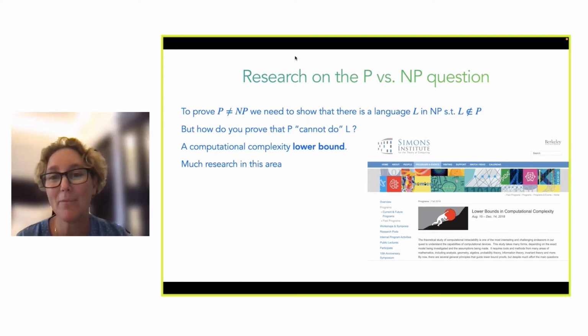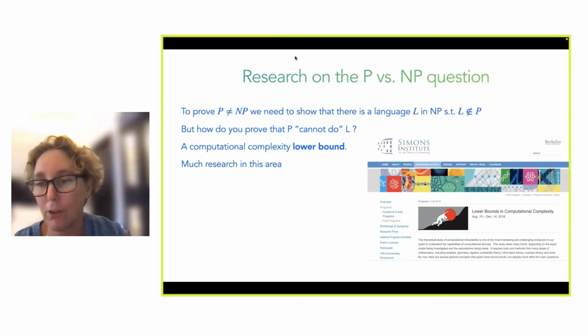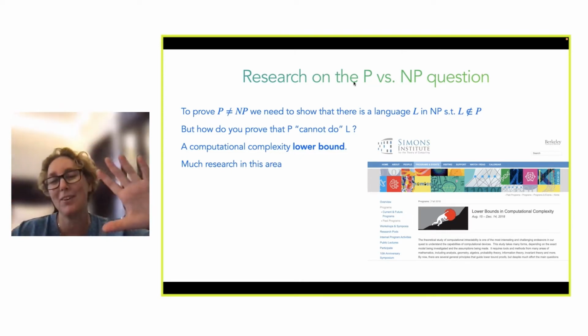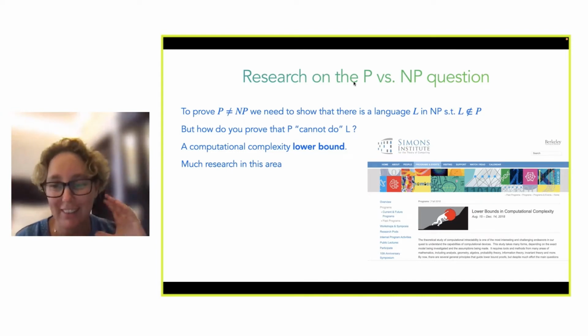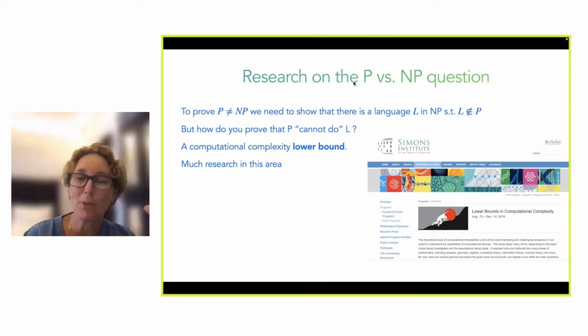I put here on this slide an excerpt from the Simons Institute at Berkeley. It's an institute for the theory of computing. We had an entire semester dedicated to lower bounds in computational complexity. If you see the picture, there is this person, very struggling, pushing a huge rock up a hill, this Sisyphean kind of work. This is supposed to represent the fact that proving lower bounds is very, very difficult.